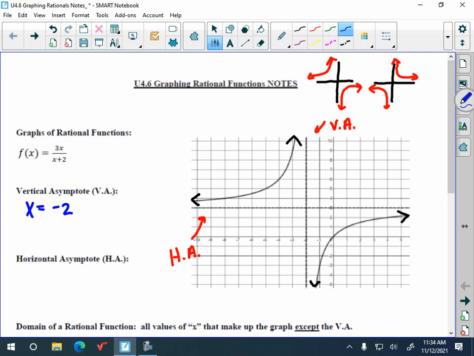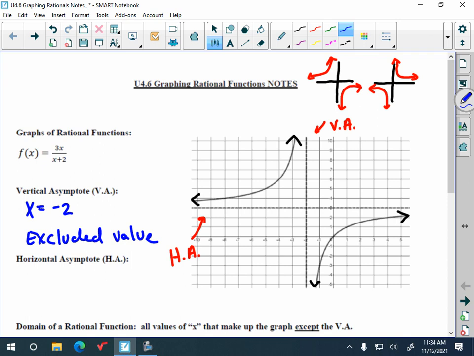Now, what I want you to do is look at the equation instead of the actual graph. Look at the equation and see, where do you think -2 comes from? The excluded value. That's exactly right. Our vertical asymptote will always come from the excluded value. And again, how we get the excluded value is we set the denominator equal to 0 and solve for x.